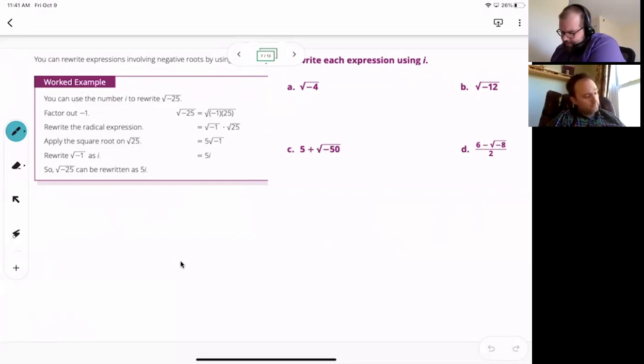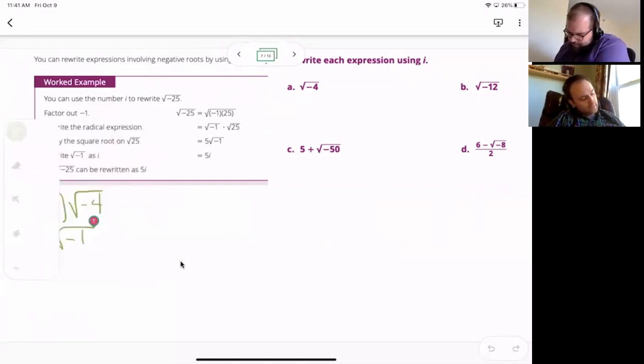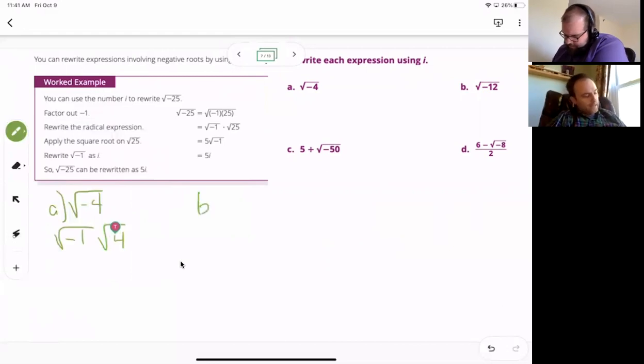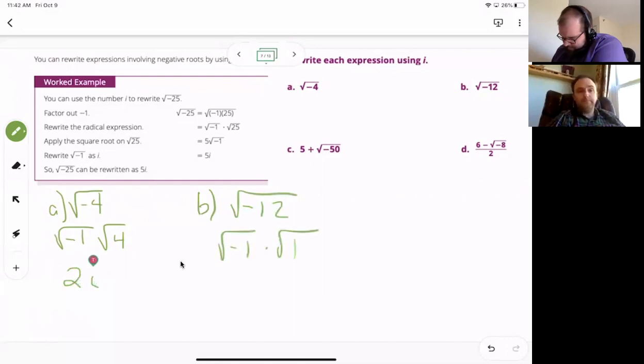So for the first one, we have the square root of -4. So they're saying, take out the -1 and write the square root of 4. And then the square root of 4 I know is 2. And the square root of -1 is i. And I'm done. And Mr. Carlson's following the same steps.